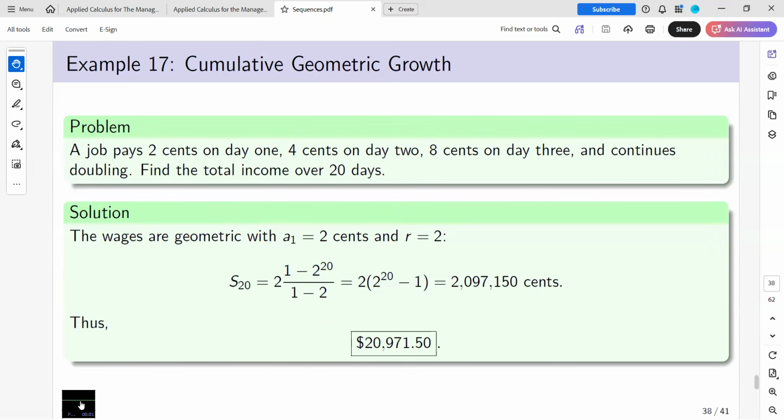The question asks for total income, so calculate a geometric sum rather than only the 20th day's wage. Doubling begins harmlessly at 2 cents and ends by making payroll reconsider its life choices.